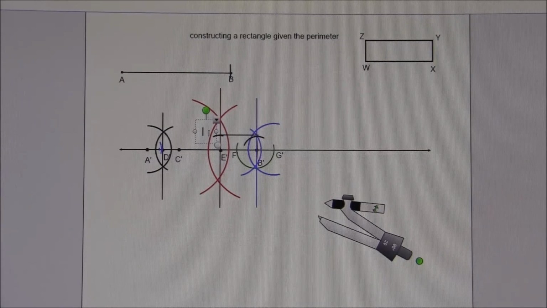So this is H prime. That's this point right there. And I prime, which is that point right there. So sometimes it's better to do it with color pencils when you're doing the square or the rectangle.